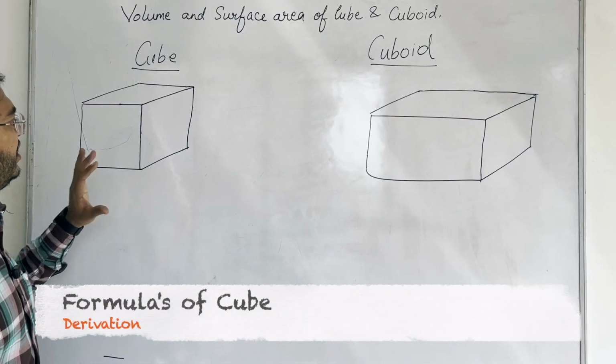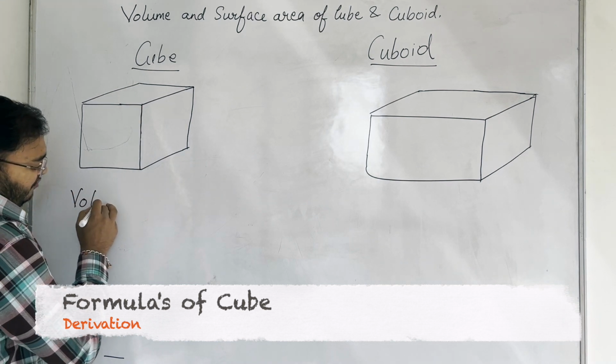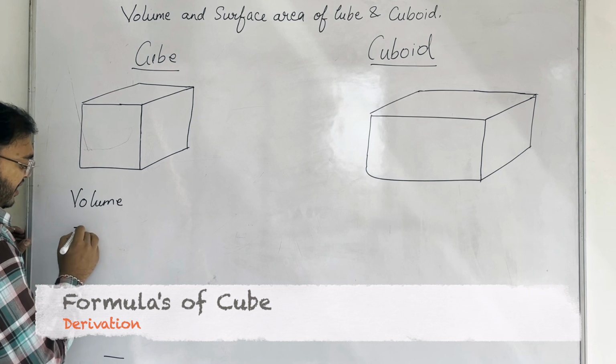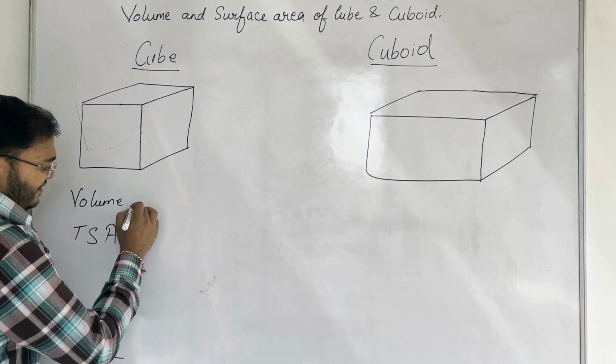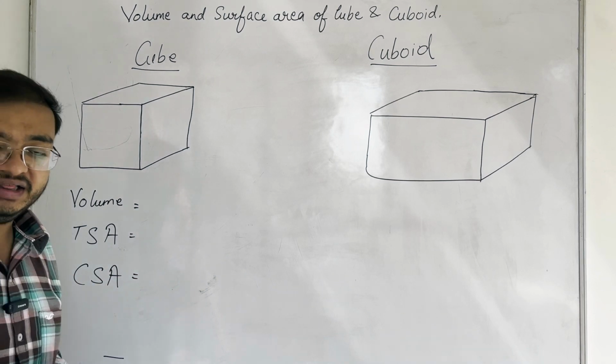Here you can see that one cube is there, and in this chapter we are going to talk about three things: the volume of cube, then TSA, that means total surface area, and then CSA, which is curved surface area. So let's first crack the formula.